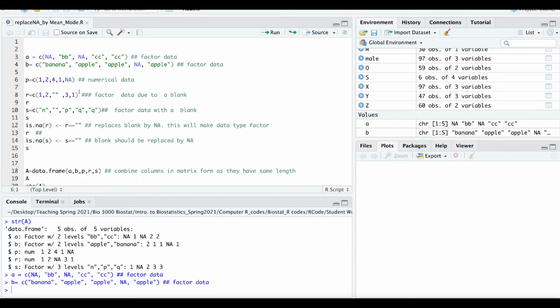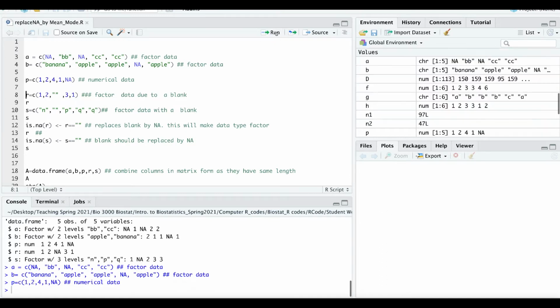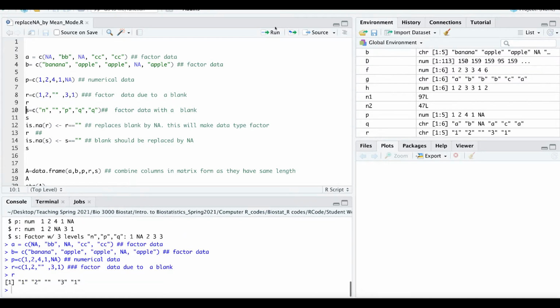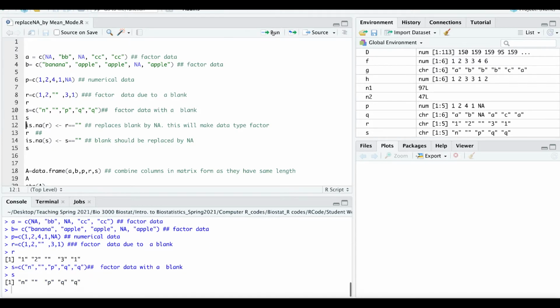Now P is a data set that is numerical data, and there is one NA there. Now R sounds like numerical data, but it is not because of the quotation mark, meaning there is a blank there. Because of that, R will take this whole data set R as a factor data. Let me run that one. You see there is a blank there, so one of the data is blank. Similarly, S is initially a factor data, and there is a blank with just a quotation mark. So R is also taking this as a factor data.